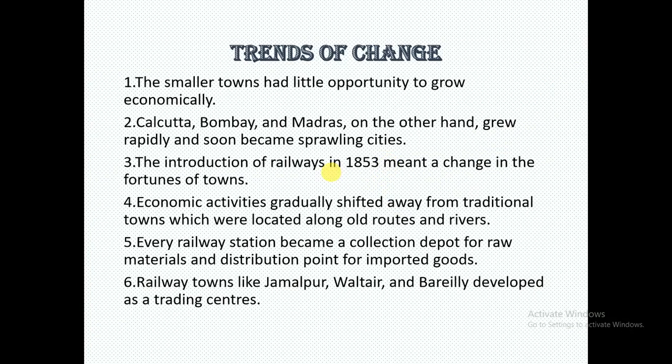Here the economic activity gradually shifted from the traditional towns and old routes on the riverine, and every railway station became a collection point of raw material and a distribution point of imported goods, right? Before the establishment of the railway in 1853, people often depended on the old routes like riverines and sea routes. Instead of the riverines, people started establishing railway stations, and these became collection centers of raw material from India and distribution centers of imported goods from the European countries, right?